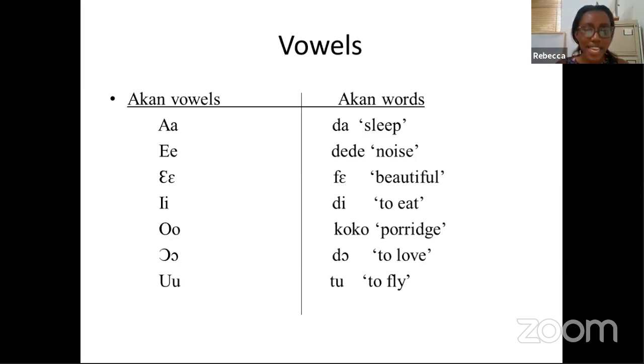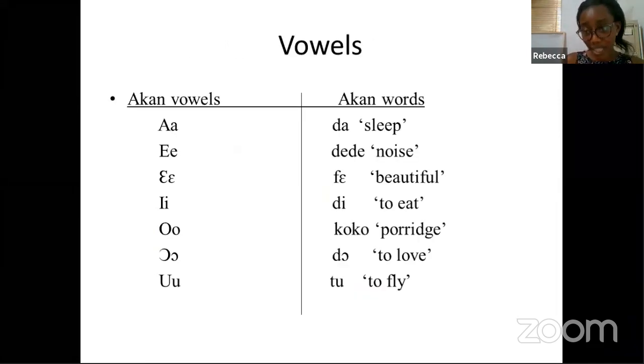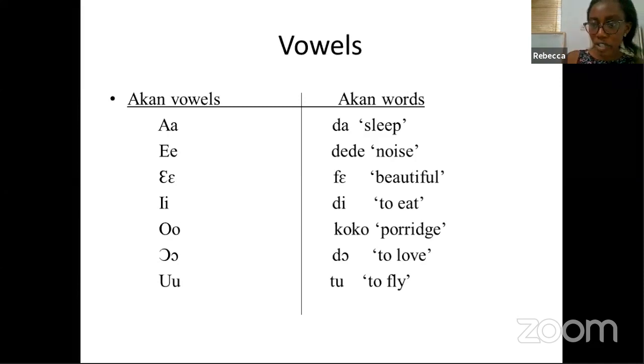Now we have the e. We saw that in the English word eel. So e in the Akan word di, which means to eat. Then we have the o sound, we saw o in the previous slide, in the oh. So that sound, that's what I'm talking about. We see it in the word ko, which means porridge.